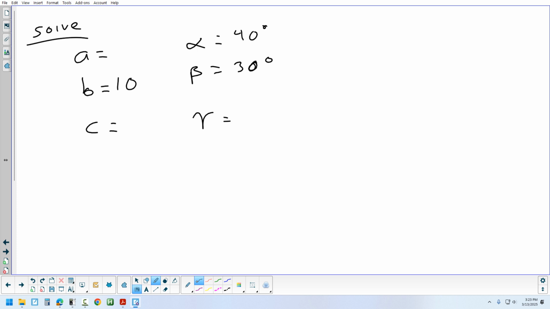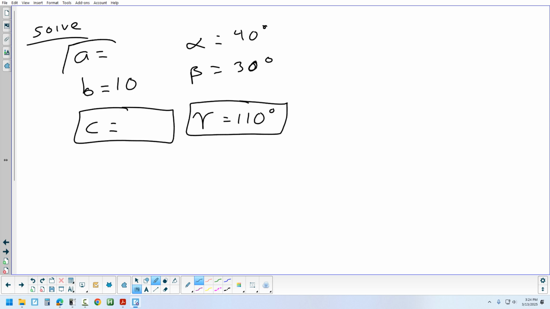Negative 110. But we don't want to end up with a negative angle in a triangle. So we add the two angles, 40 and 30, and then we subtract that from 180, so that would be 110. Okay, so now we've got that angle.